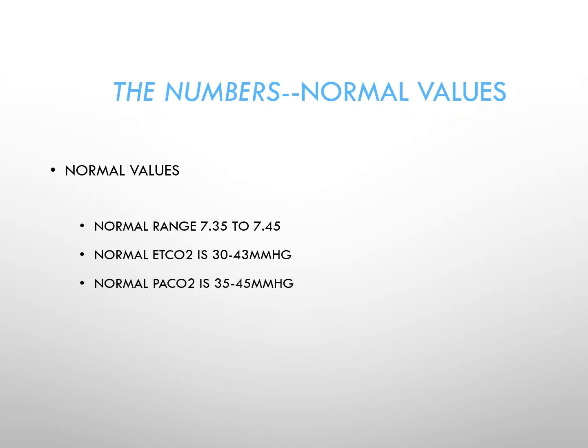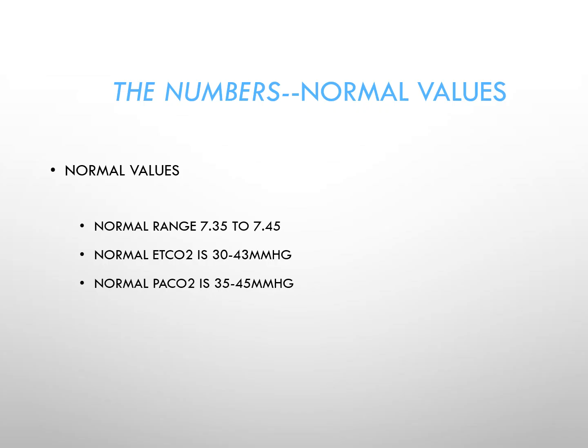So let's look at the numbers. The normal targeted pH is 7.35 to 7.45. But in order to maintain that pH within the targeted levels, the end-tidal CO2 would be in that 30 to 43 range. So in order to normalize the pH, with all else constant, the end-tidal CO2 would be 30 to 43, and it correlates to a PaCO2 of 35 to 45.